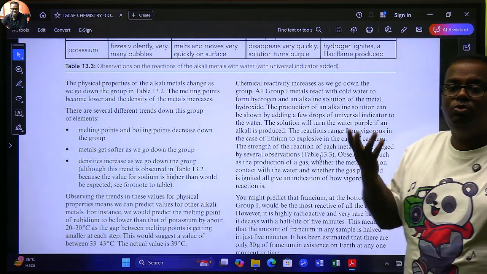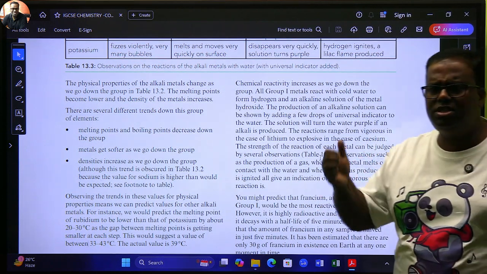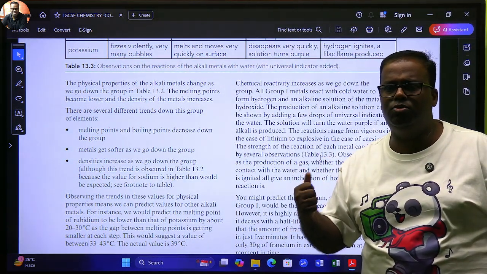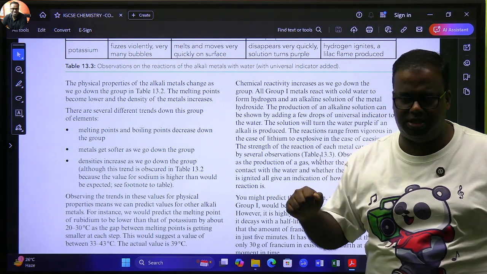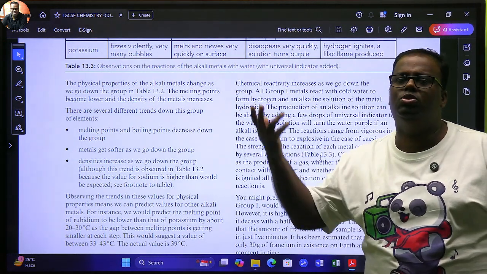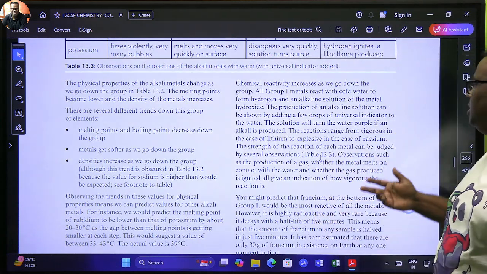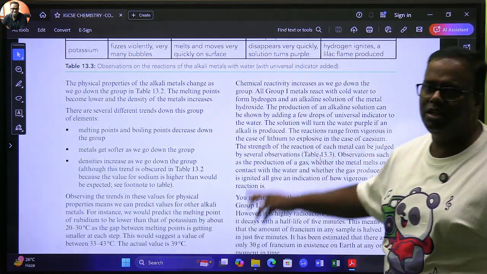Now, how do you prove this is alkaline? You put in a universal indicator. What is a universal indicator? A universal indicator is one which can be used to detect both acid and base. If you put it on acid, it will show reddish in color. If you put it on base, it will start showing bluish or purple in color. So it will turn purple if an alkali is produced.